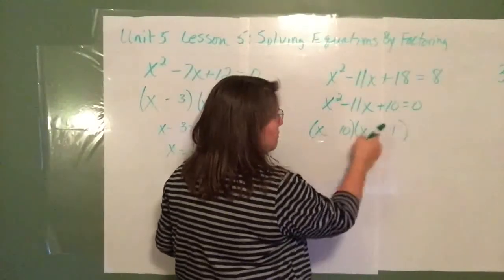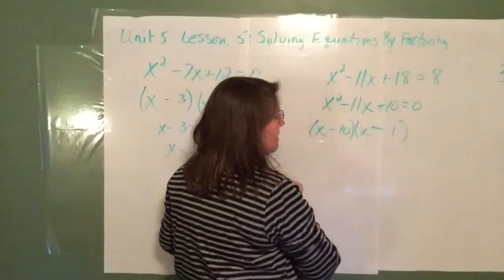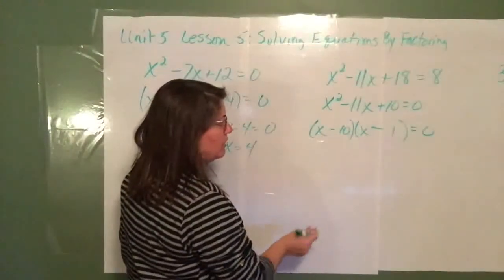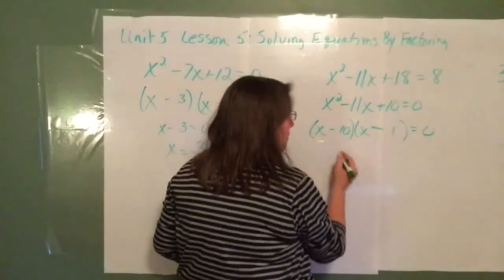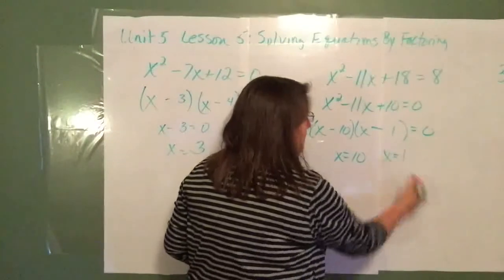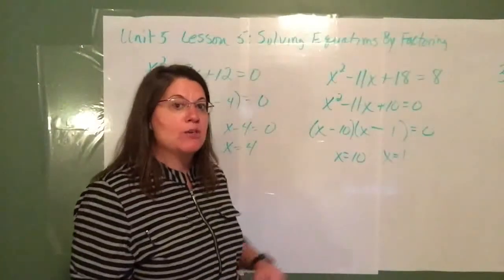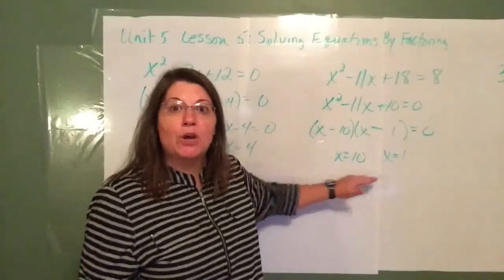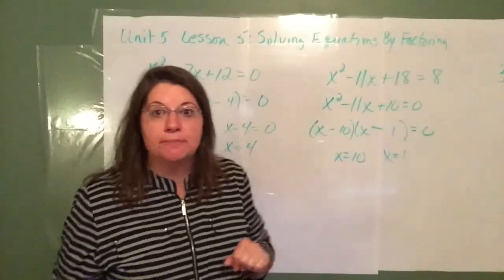The plus tells me these are the same sign, and they're the same as that. Then I set each of those factors equal to 0. So x minus 10 equals 0 gives me x equals 10. x minus 1 equals 0 gives me x equals 1. And we've solved that equation. Those are your 2 roots, or your 2 solutions, or your 2 zeros to that quadratic equation.